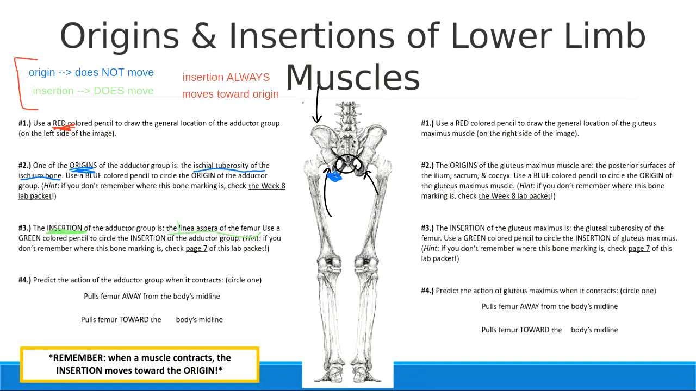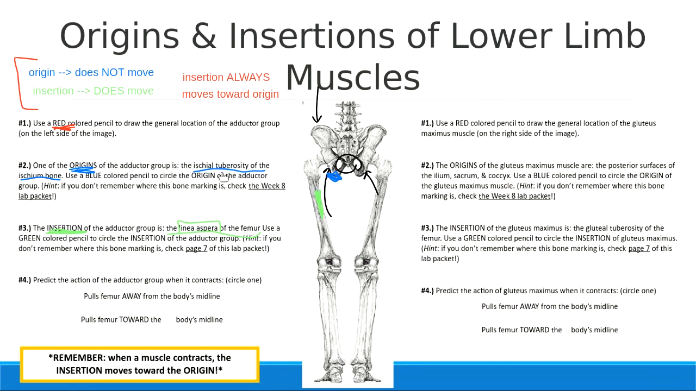Linea aspera actually has the word line inside of it. So when you're looking at your picture here, I can't zoom in any closer, but there's a line that goes kind of along the back side of the femur here. Linea aspera right here. So I've highlighted the green space, and I apologize, that green is kind of light, but my green space right here, that's my linea aspera. That's the insertion of my muscle. I've highlighted that in green, my moving color.